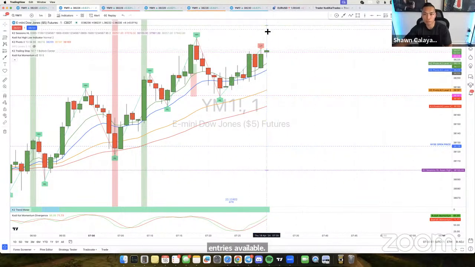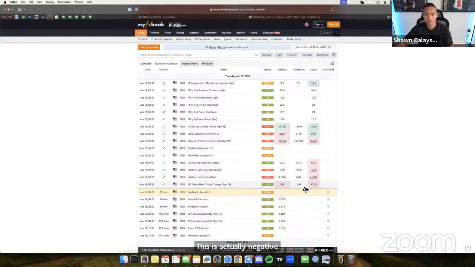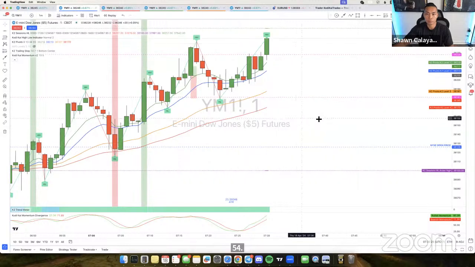I wasn't expecting much movement from the news. News is actually negative. So the gas stock change was a little worse than expected, 4 billion. It was 24 billion last month. They're forecasting it to be 54. It was actually 50. So it's a little short. Just a little short.